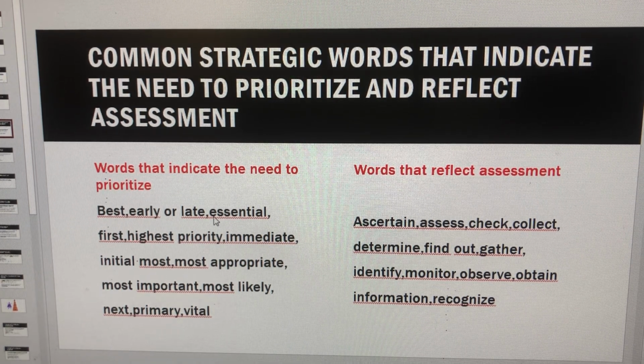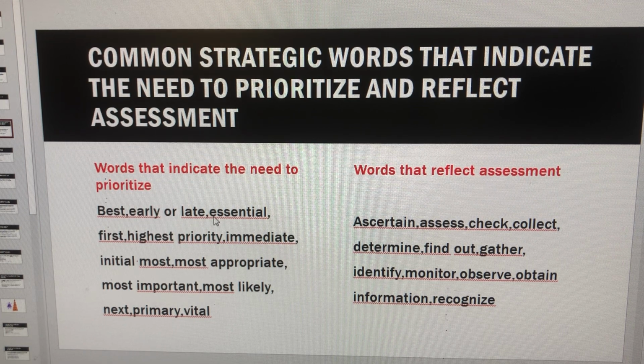Common strategic words that indicate the need to prioritize and reflect assessment. Words that indicate the need to prioritize are: best, early or late, essential, first, highest priority, immediate, initial, most appropriate, most important, most likely, next, primary, vital.